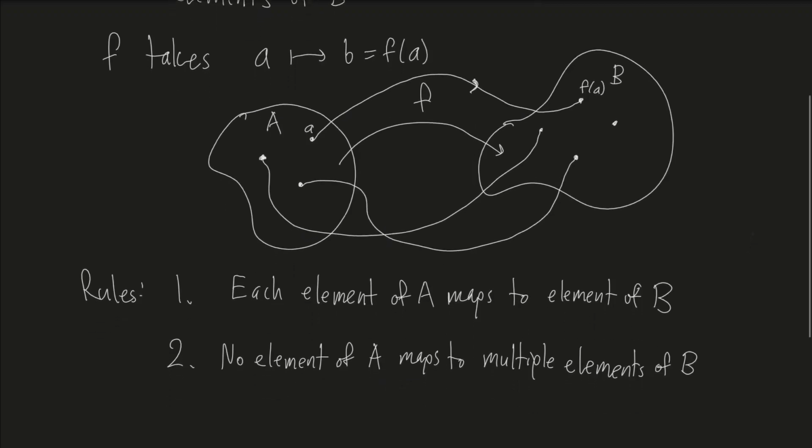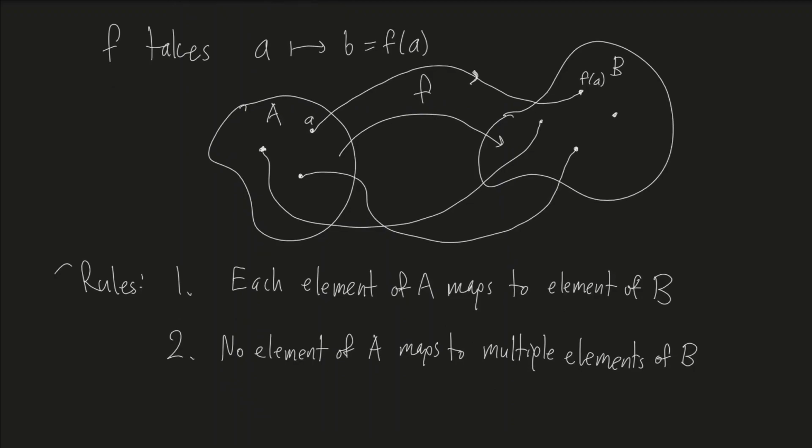Together, these two rules form what we call well-definedness. So, well-definedness of a function. That's a bit redundant because we're saying that functions need to be well-defined, but that's the language.